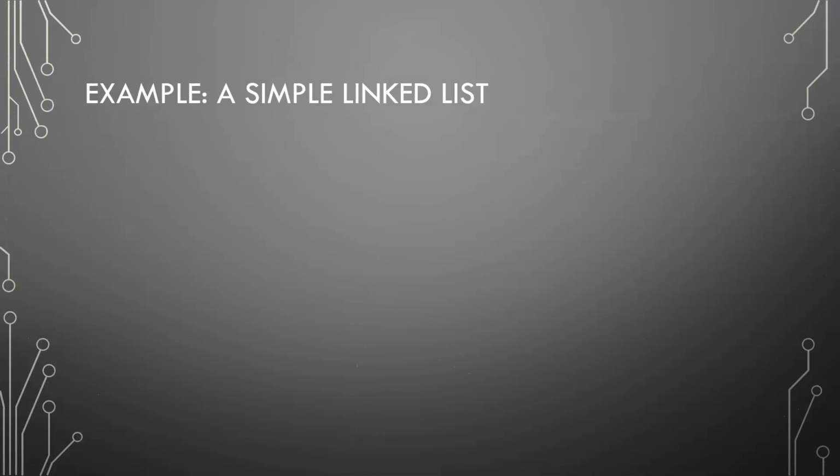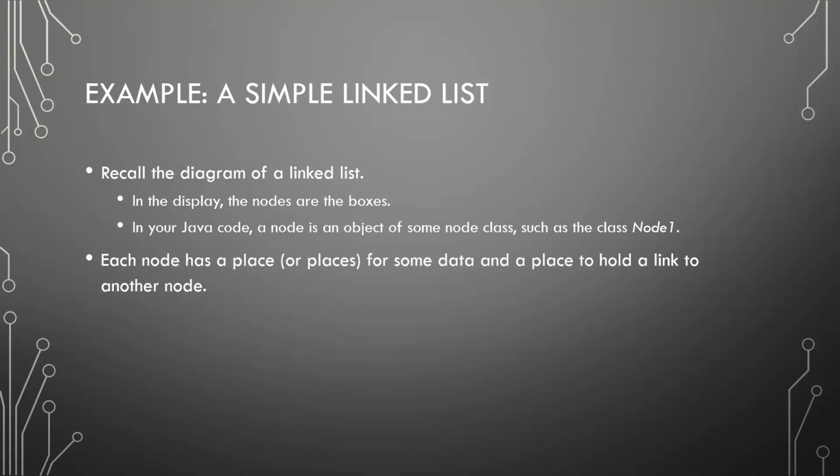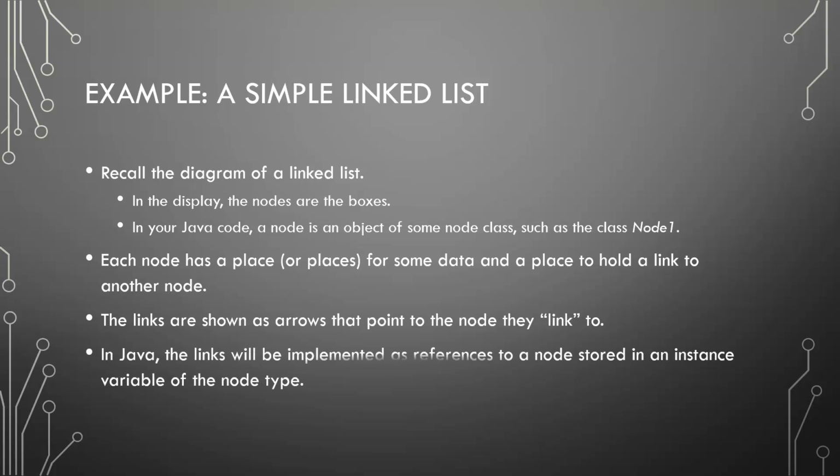All right, so let's look at our example of that simple linked list that I've been talking about. Recall our diagram of a linked list, I think it was the second slide. In the display, the nodes are the boxes, and in our Java code, the node would therefore be an object of some node class. So this would be class Node1 in your class materials. Now each node has a place, or sometimes places, for data and a place to hold a link to another node. The links are shown as arrows that point to the node that they link to. In Java, the links will therefore be implemented as references to a node stored in an instance variable of the node type.